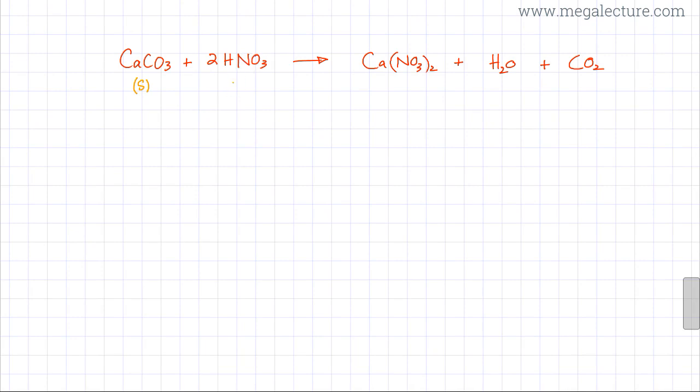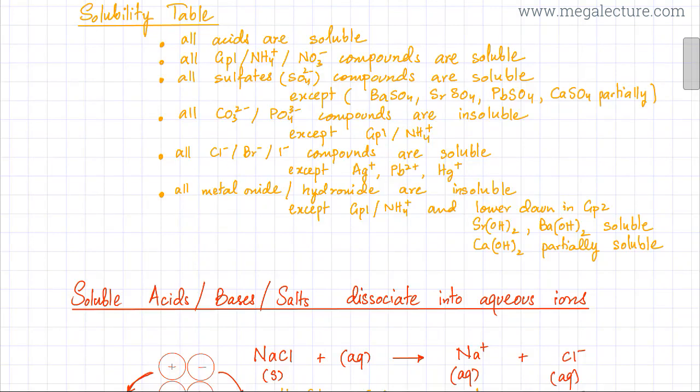Nitric acid is an acid, and all acids are soluble. They are going to dissociate into aqueous ions. Then you have calcium nitrate. If you refer to the solubility table, you would read the second statement, which is that all group 1, NH4 plus 1 and NO3 minus 1 compounds are soluble. So anything that contains NO3 minus 1 is going to be a soluble compound.